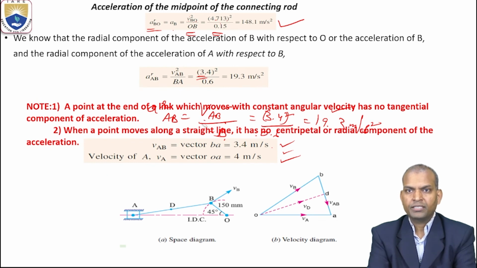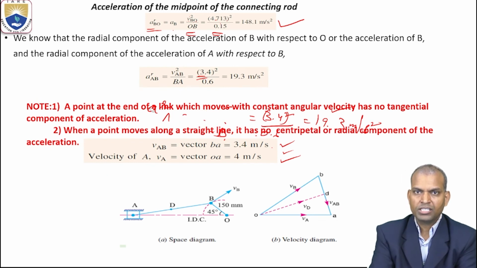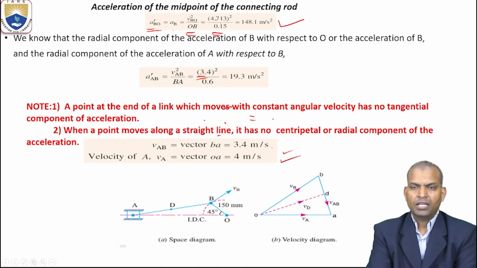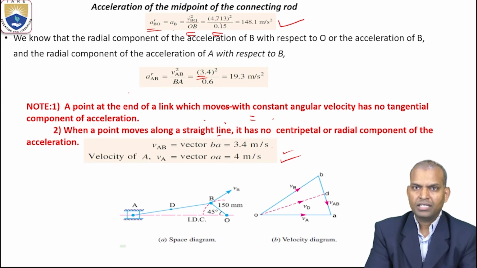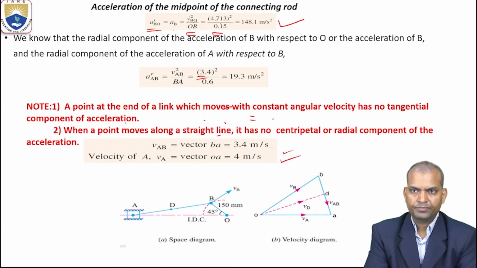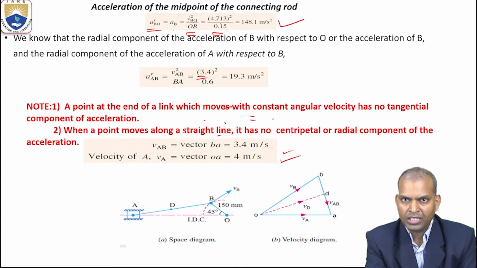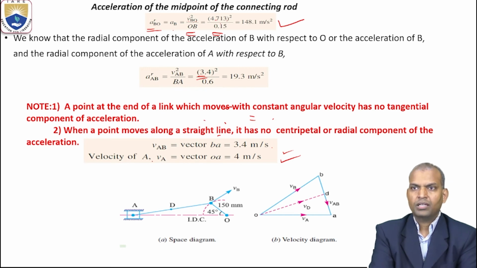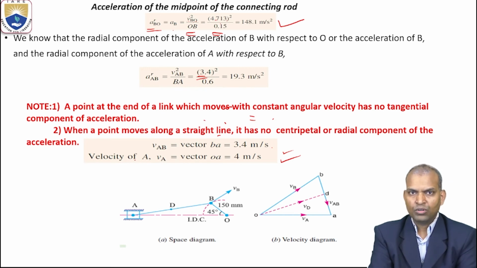Now, understand here, a very important note about the radial components. A point at the end of a link which moves with constant angular velocity, then what will happen? There is no tangential acceleration. There is no tangential component of acceleration.